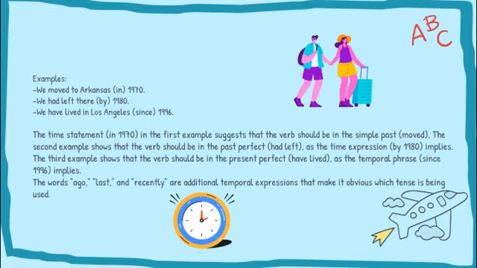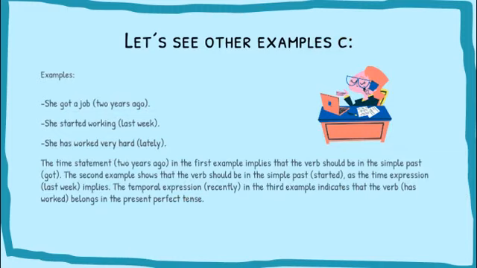The time statement, in 1970, in the first example suggests that the verb should be in the simple past, moved. The second example shows that the verb should be in the past perfect, had left, as the time expression, by 1980, implies. The third example shows that the verb should be in the present perfect, have lived, as the temporal phrase, since 1996, implies. The words ago, last, and recently are additional temporal expressions that make it obvious which tense is being used. Let's see other 3 examples.